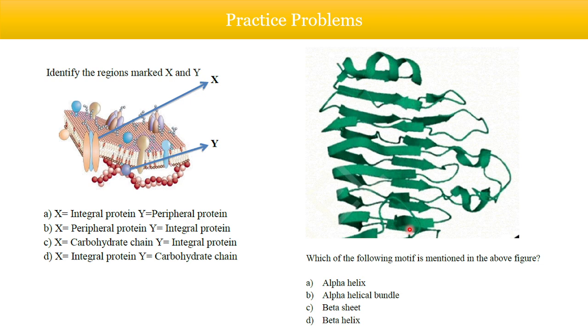The practice problems. The first one says identify the region. So you can give me an answer and then I will tell you. The first one is identify the regions marked X and Y. You can write in the chat box. Integral protein, then peripheral protein.